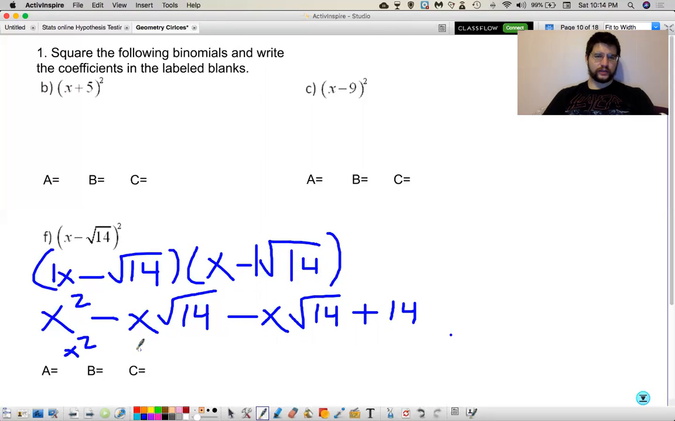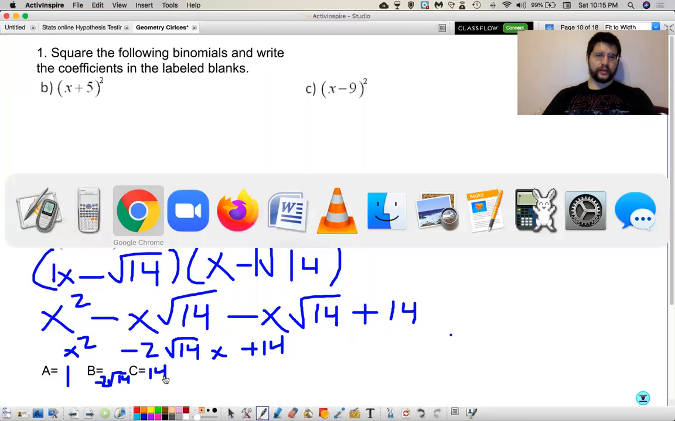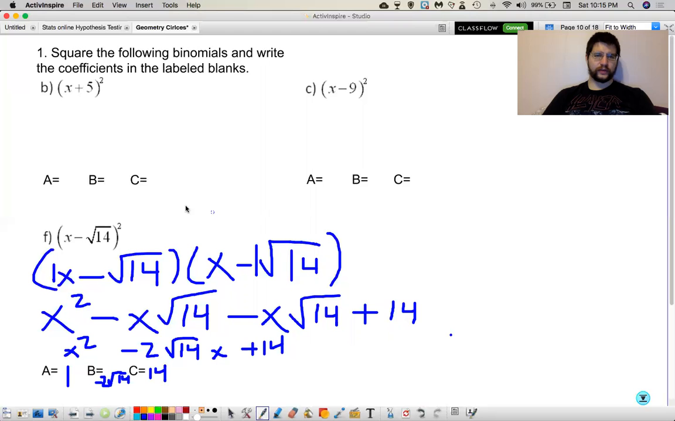Now I have 2 of these, so it's minus 2 square root of 14. I'm going to put that. That's my coefficient. That whole number thing is my coefficient. That's times x. So that's what b is. That's why I'm going to write it like that. Plus 14. That's a 1. That's negative 2 square root of 14. And right here, that's 14. Let me go ahead and get my a, b, and c from the other ones. 1, 10, 25.